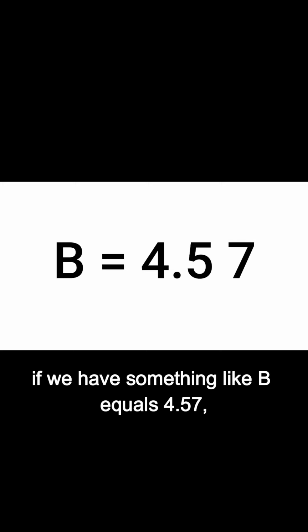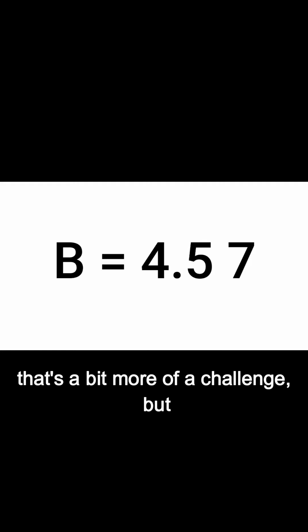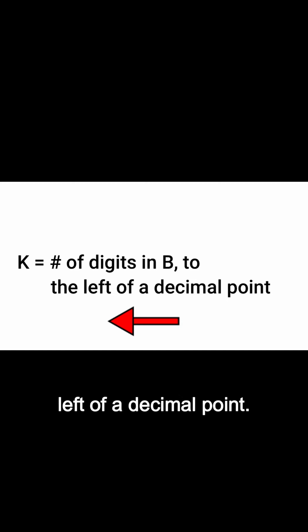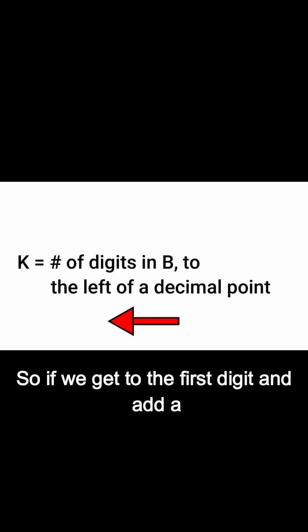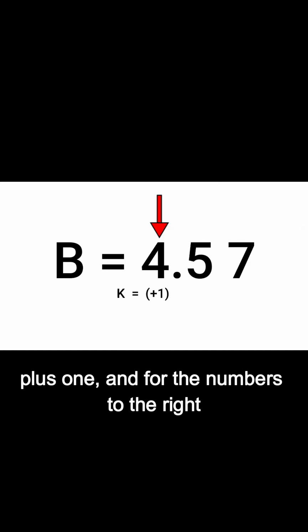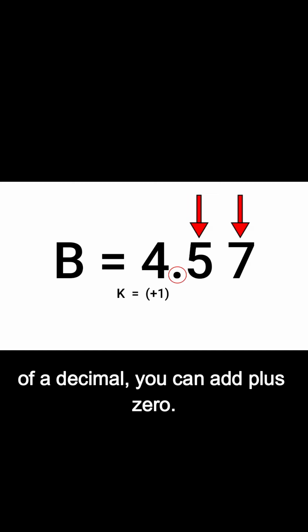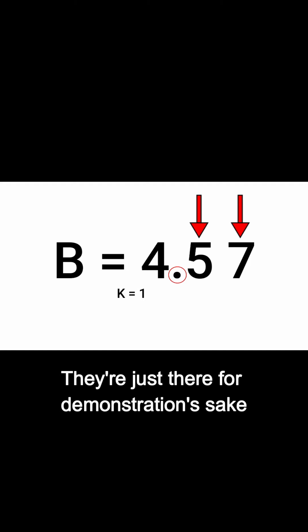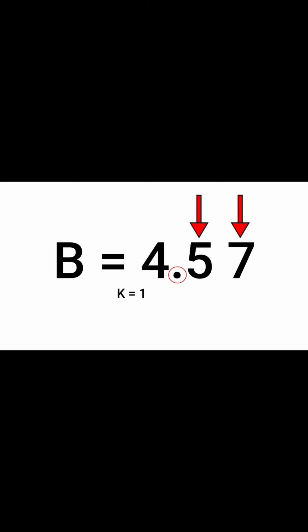Now, if we have something like b equals 4.57, then it's a bit more of a challenge, but remember the rule. K equals the number of digits in b to the left of a decimal point. So we get to the first digit and add a plus 1, and for the numbers to the right of a decimal, you can add plus 0. Remember, you don't have to add the plus 1 or plus 0, they're just there for demonstration's sake and make it easier to count.